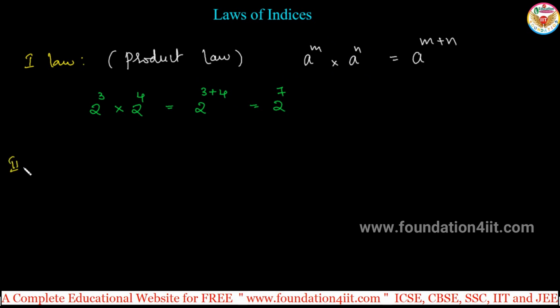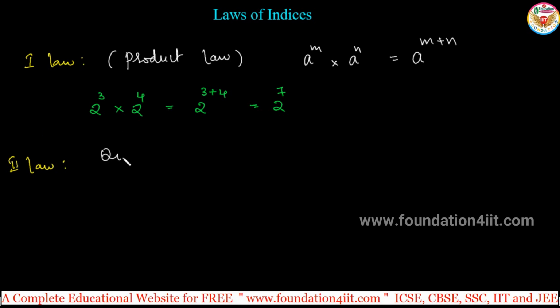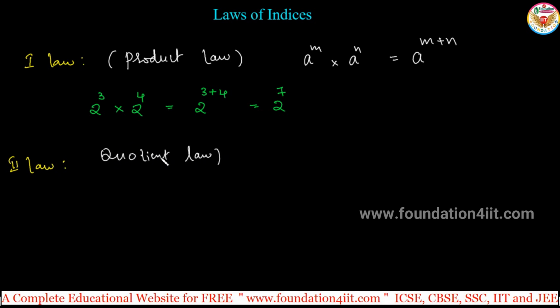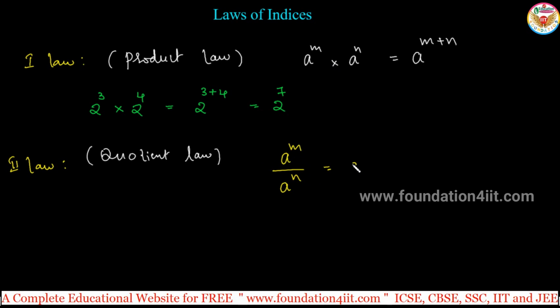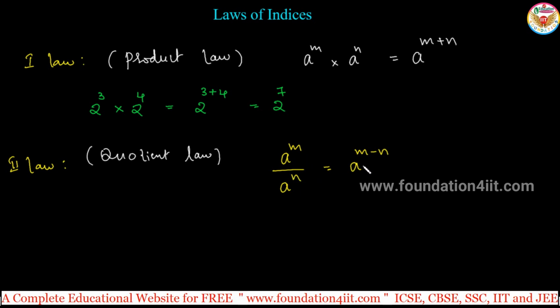And the second law is the quotient law. So product is multiplication, right? And when you come to the quotient, it is division. That is a to the power m divided by a to the power n. This you can write as a to the power m minus n, because the denominator is also a power, so you can subtract. a power m divided by a power n is equal to a to the power numerator power minus denominator power. Remember, first the top one minus the second one.